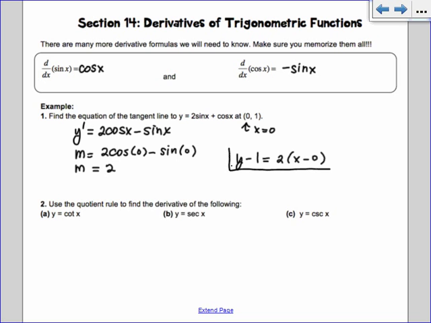So you can leave your answer like this, or you could recognize that (0, 1) is actually the y-intercept, right? So it's y equals 2x plus 1. You could do it that way as well.